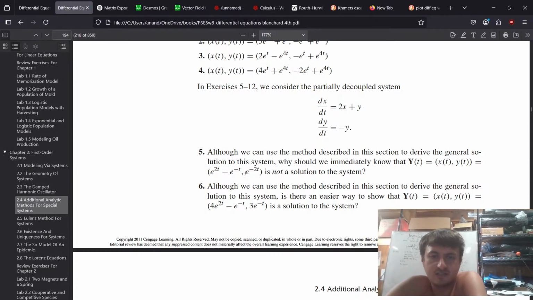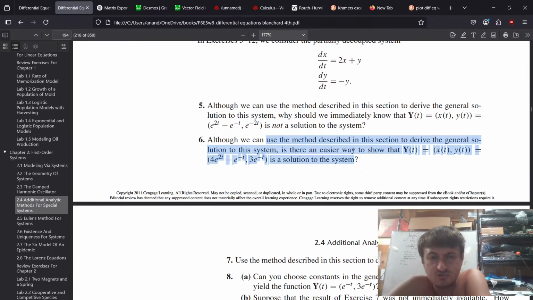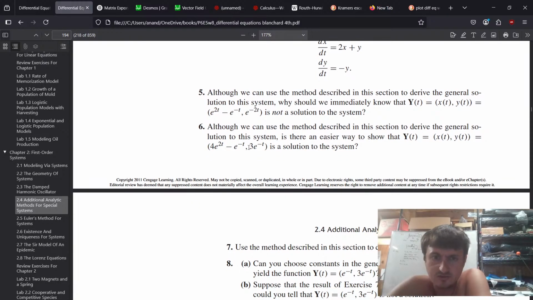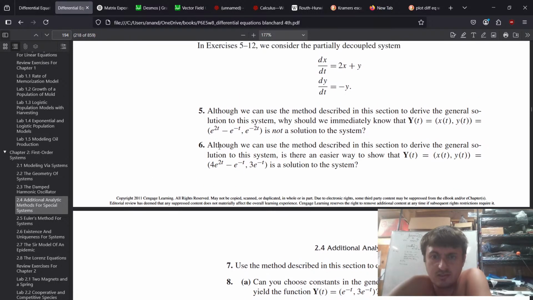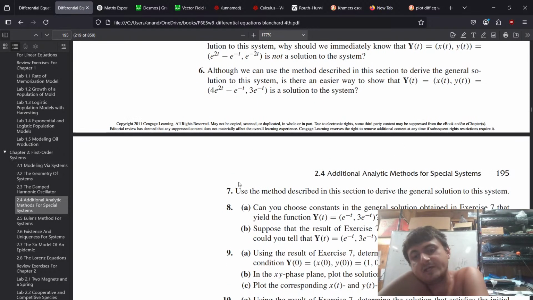Why should we immediately know that this is not? Because we can just integrate this like normal and this is not going to have a 2t in it. I think that's the answer, but I don't know. Although we can use the method described in this section to derive the general solution, isn't there an easier way to show that this is a solution for e to the 2t minus e to the minus t3e? Well, that'll be interesting because I don't see why that is the case.